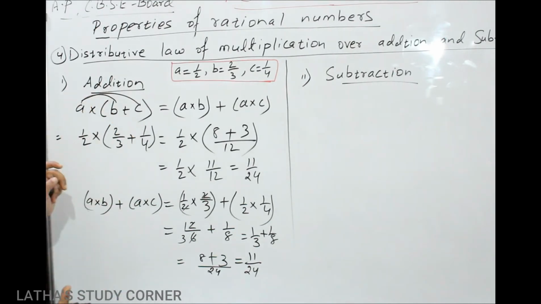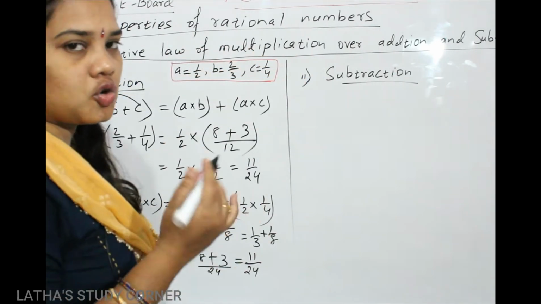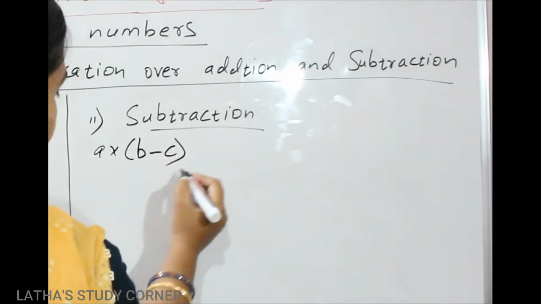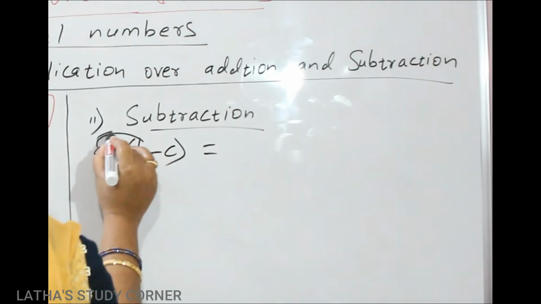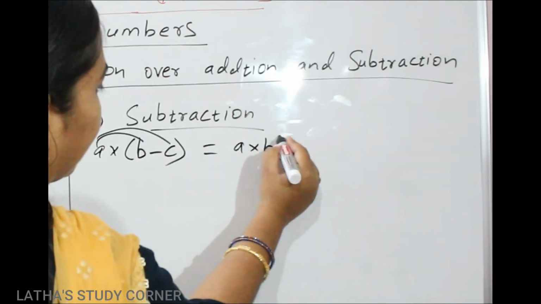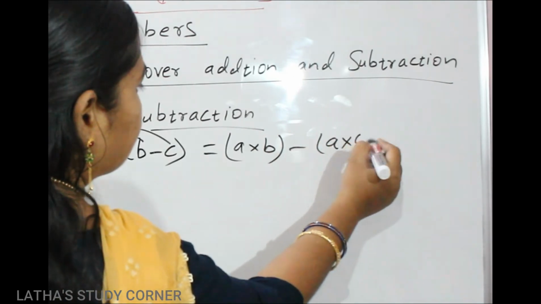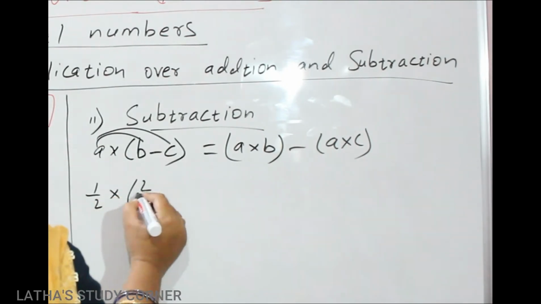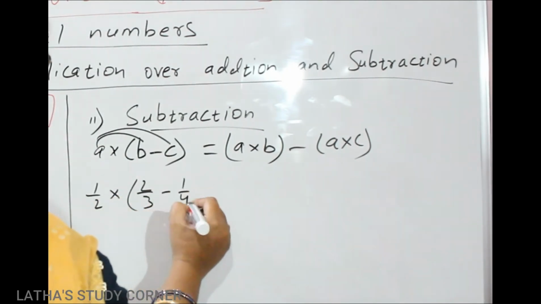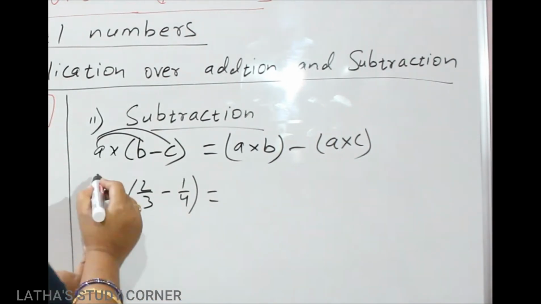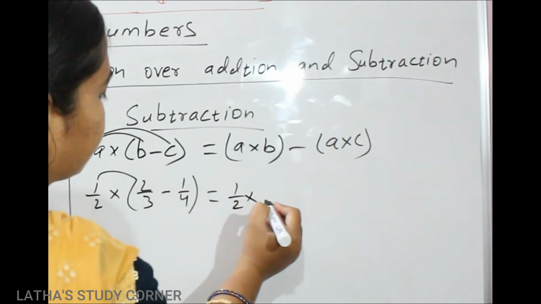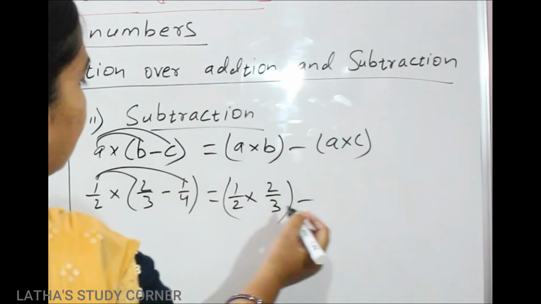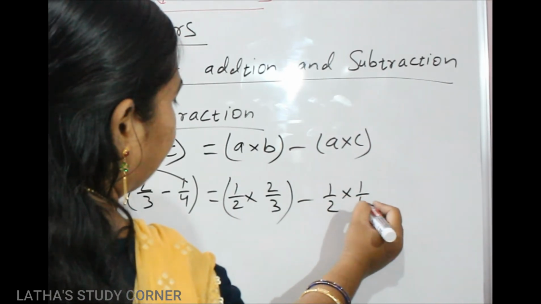Now this is also true over subtraction. So how? A into (B minus C) equals A into B minus A into C. Suppose we have these values: 1 by 2 into (2 by 3 minus 1 by 4). So its value will be 1 by 2 into 2 by 3, minus A into C, 1 by 2 into 1 by 4.